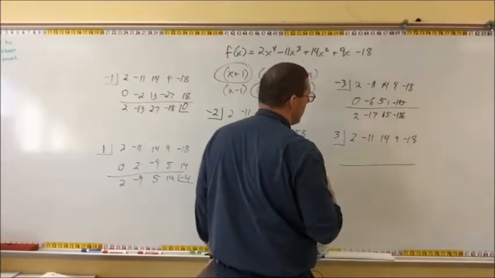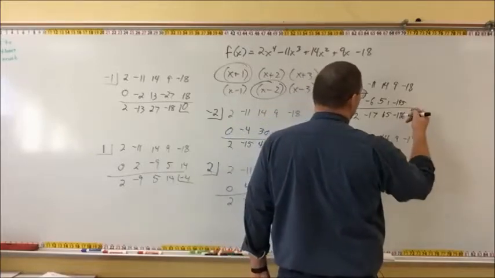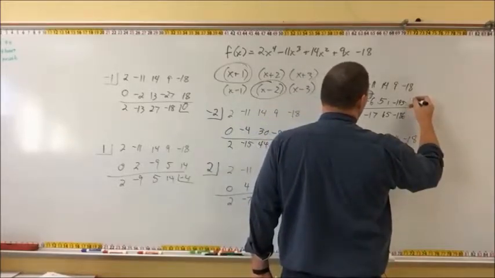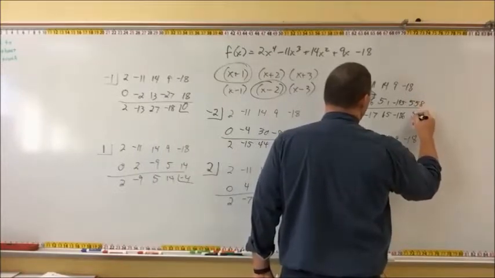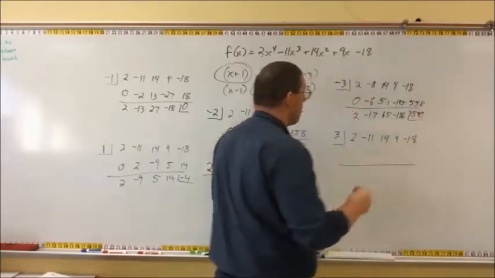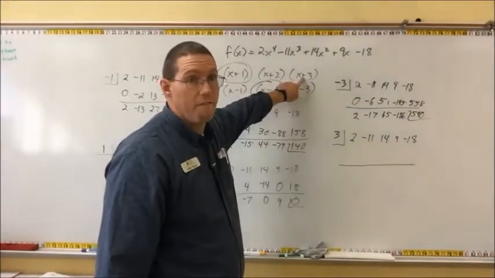Times negative 3 is, let's see here, positive. It's a really big number. It's like 300 plus 240, 540, 558. 558 minus 18 is 540. That's not 0. That means x plus 3 is not a factor.